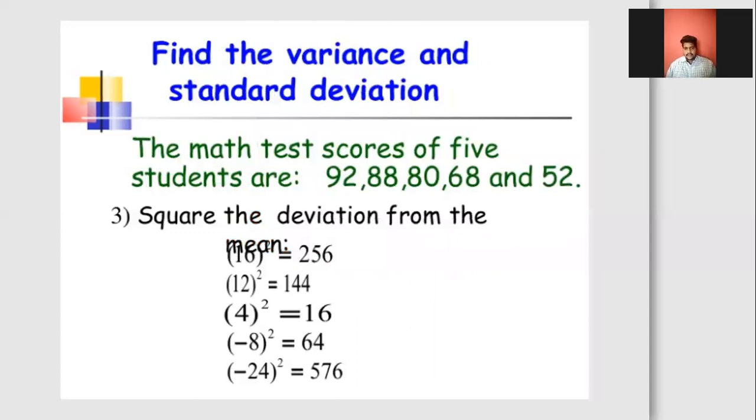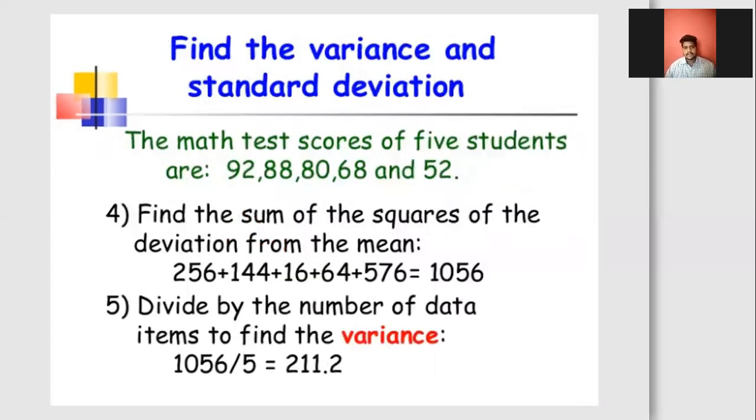So we will find the square of each of the terms. Here are the squares: for 16 it is 256, 12 is 144, 4 is 16, 8 is 64, and 24 is 576. So when we total these numbers, we get 1056. So we have to divide by the number of data items to find the variance. In this, 1056 divided by 5 is equal to 211.2.